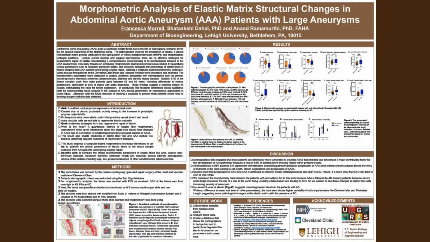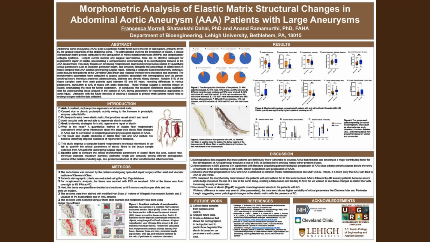Studies show that progression of CKD in AAA is attributed to common MMPs like MMP-2, 9, and D2. Hence, it is more likely that CKD can lead to AAA or vice versa. We compared the morphometric data between the patients with and without AD in this work because AAA is followed by AD in many patients, because a severe aortic bulge increases the risk of a tear in the aortic lining, creating a false lumen and leading to AD. So we wanted to see these changes in the elastic fibers with increasing severity of aneurysm.